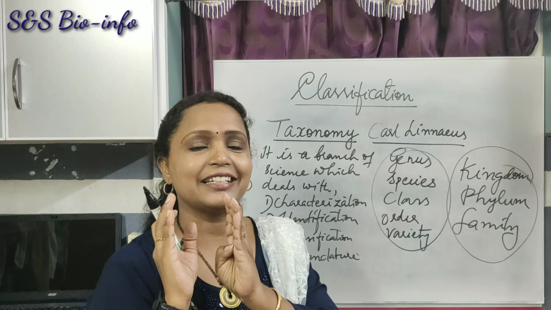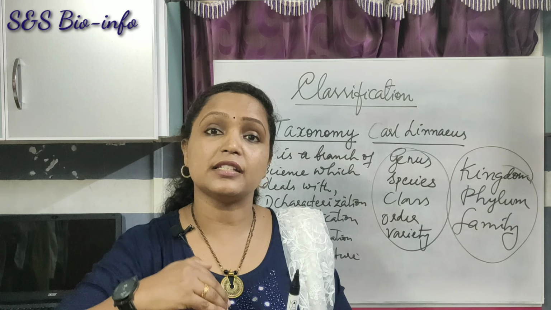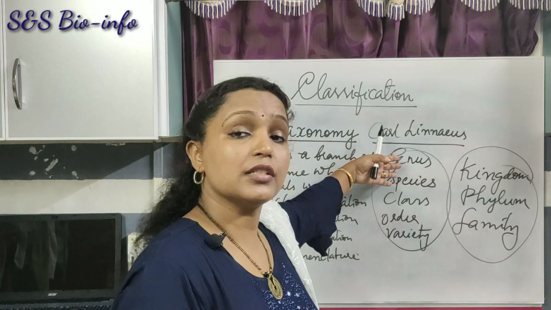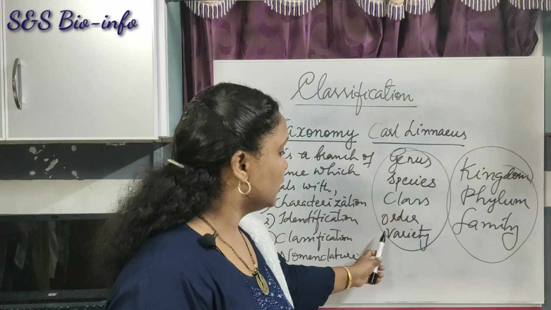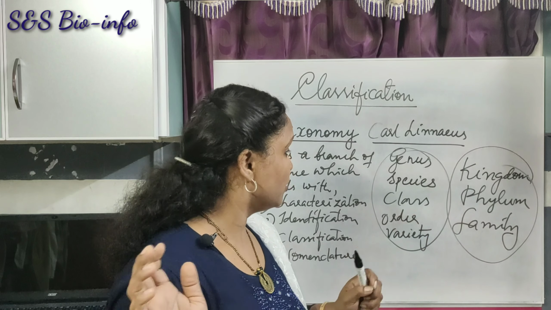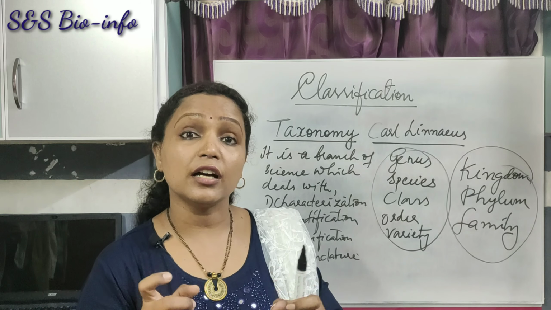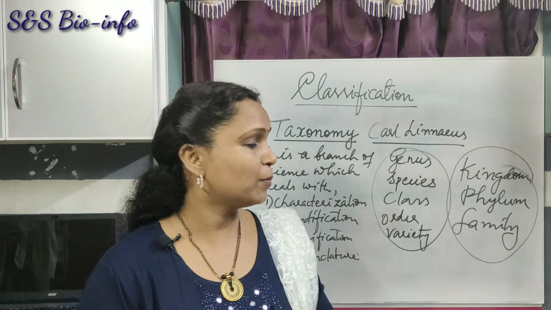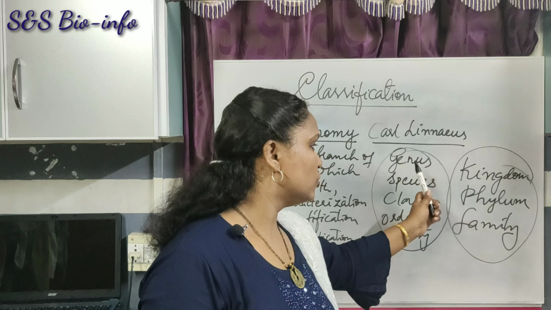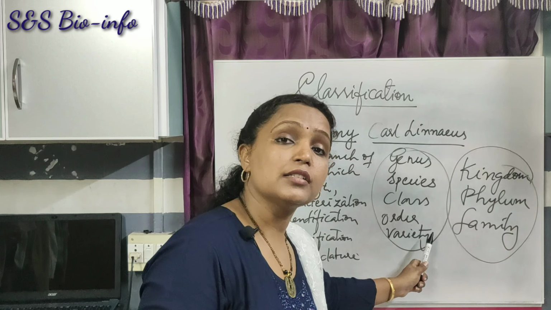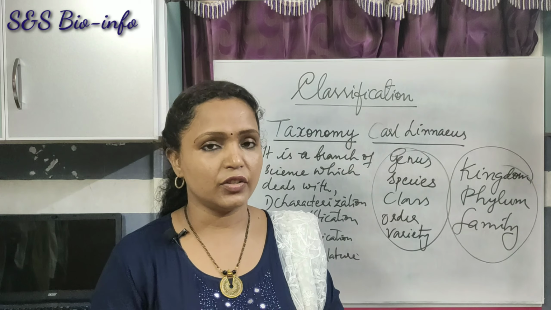Each group represents a category or a taxon. Each plant or animal can be placed in different levels, like either in genus, species, class, order, kingdom, phylum, family. Later on, the term variety has been changed. Nowadays, taxonomists use certain terms or categories in the classification process. Those are kingdom, phylum, family, genus, species, class and order. So these are known as taxonomic categories.